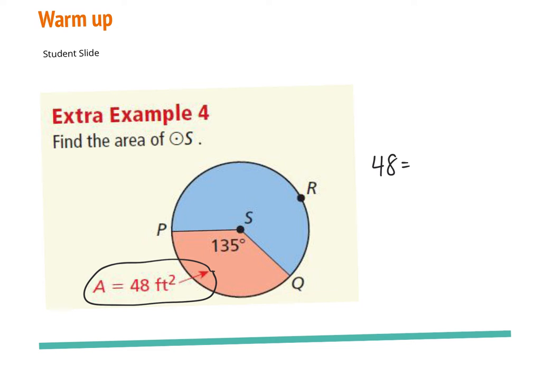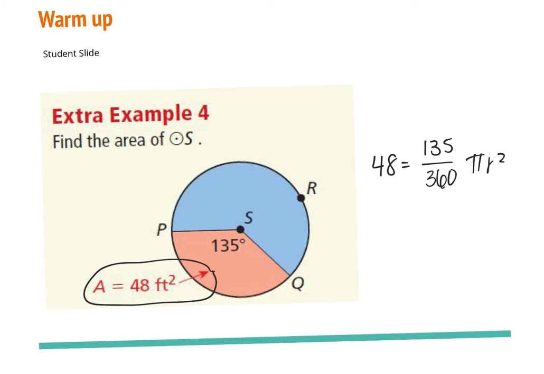Mariana? 5 times 135. Close. 135 though is not our radius. That's the degrees. You would do 48 feet squared is equal to 135 over 360 times pi r squared. Very good. Pi r squared.